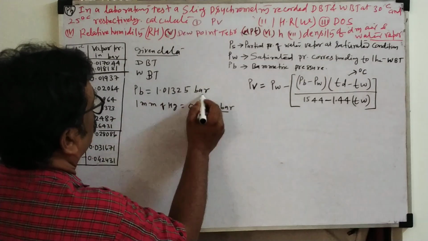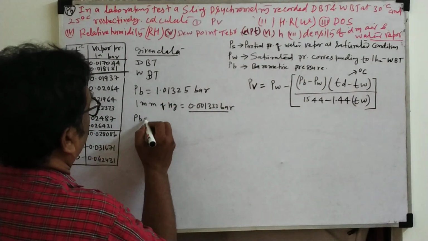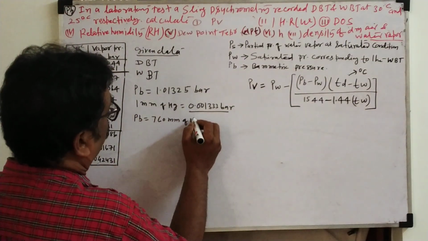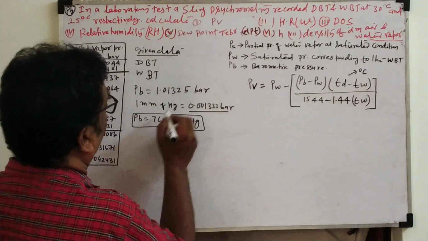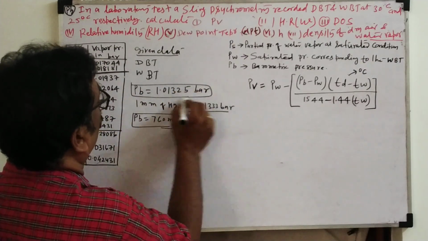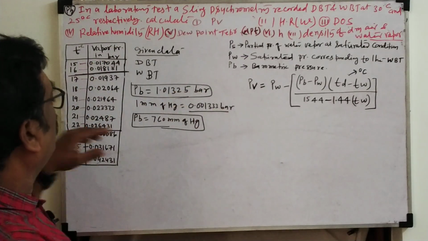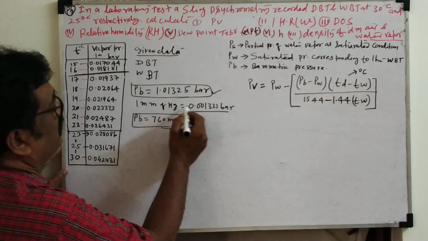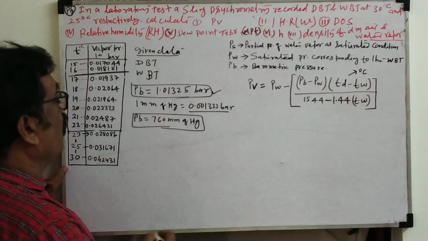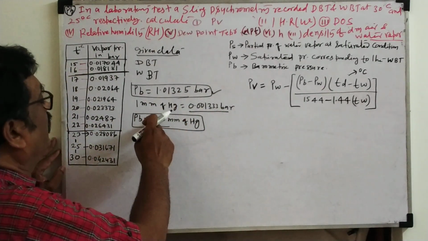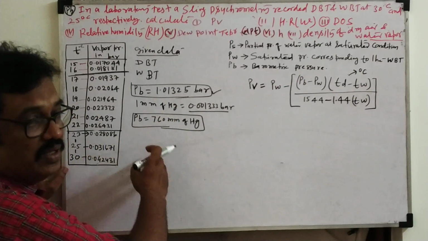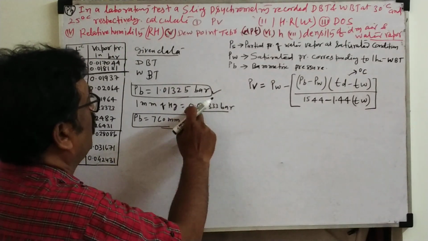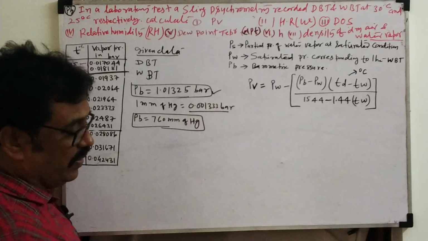So the standard barometric value is 760 mm of Hg, which in bar is 1.01325 bar. In this question it is not given, so directly we will take this value. This is the conversion factor: 1 mm of Hg is equal to 0.001333 bar. If they give 740, 750, 755, 720, whatever value less than 760, multiply by 0.001333 and we get the PB value directly.